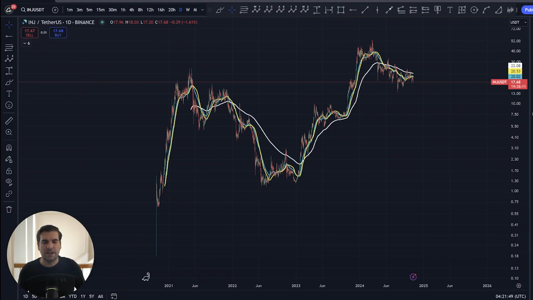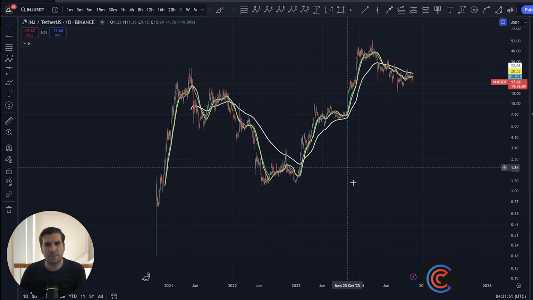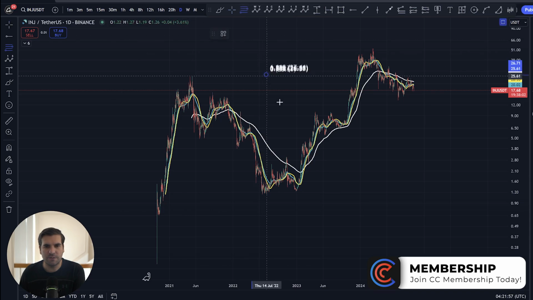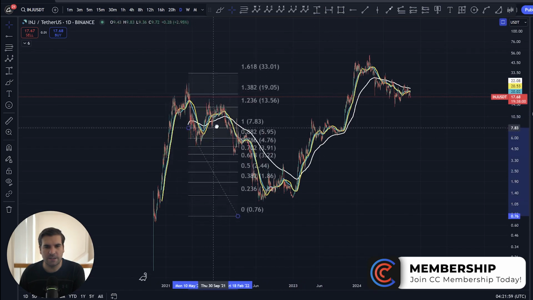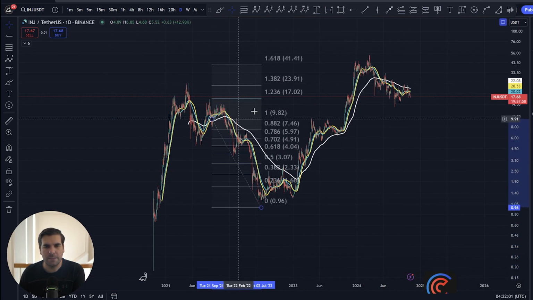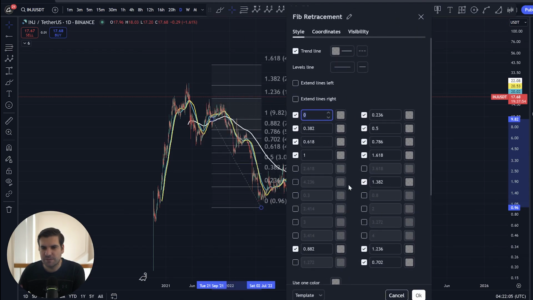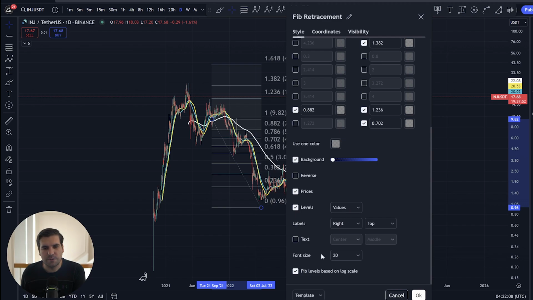Let's go ahead and take a look at what's going on with Injective. Okay guys, so we're going to check things out here. We're going to use a couple of tools to help us predict where the future of Injective is going. We're going to use Fibonacci retracement and extension tools. It's this one right here. These are the settings that I'm using, so you can pause the video and copy these if you want. The important one is right down here where I have this little box ticked.